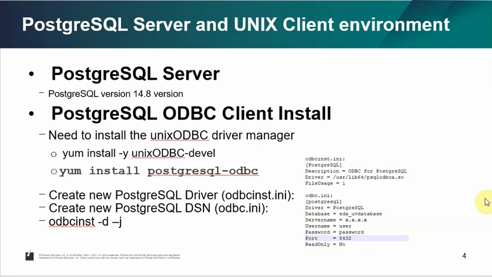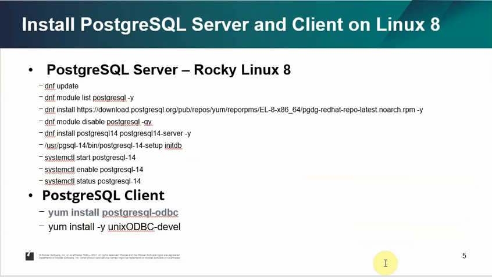So you will create the odbcinst.ini and odbc.ini files on your system. You can go to the website to find out how to install PostgreSQL. One of them is using a couple of DNF commands to install PostgreSQL on my test environment. After you install it, you can use systemctl status postgresql-14. My version is 14 now, so you can see it's running on my environment. I also already installed the Unix ODBC PostgreSQL ODBC driver client on our Linux environment.